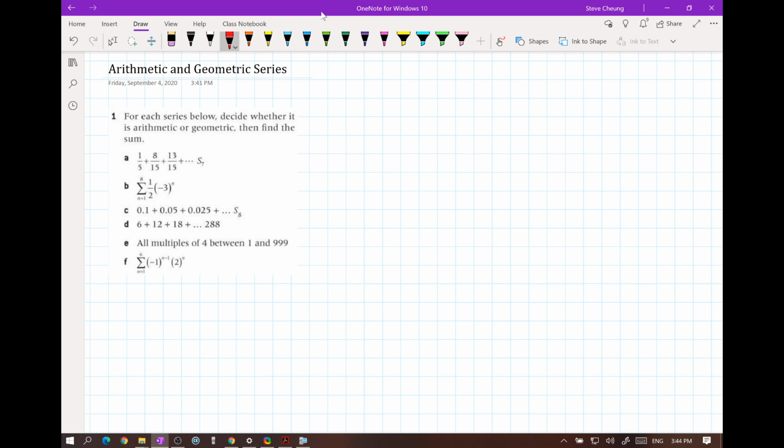For the first one, if I change the first fraction to 3 over 15, then you will notice that the top number, the numerator, is just being added by 5. In other words, these are all plus 5 over 15. So that makes it an arithmetic sequence. And the formula will be S7 equals 7 over 2 times 2u1 plus n minus 1 d.